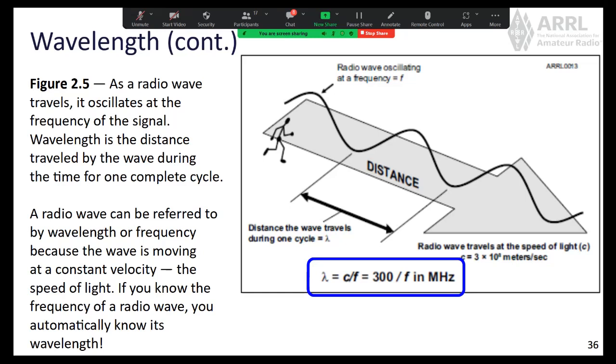In the beginning of radio, it was actually easier to measure wavelength than frequency. They had a simpler method of measuring wavelength. They could stretch 2 wires out from an antenna and measure the voltage as the wave varied and find a wavelength almost exactly. A radio wave can be referred to by wavelength or frequency because the wave is moving at a constant velocity, the speed of light. If you know the frequency of the radio wave, you automatically know its wavelength.